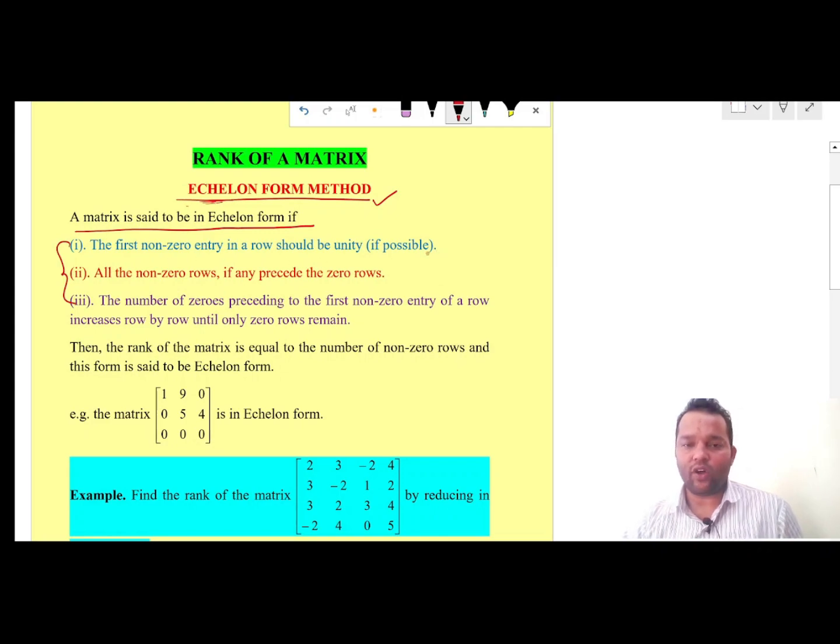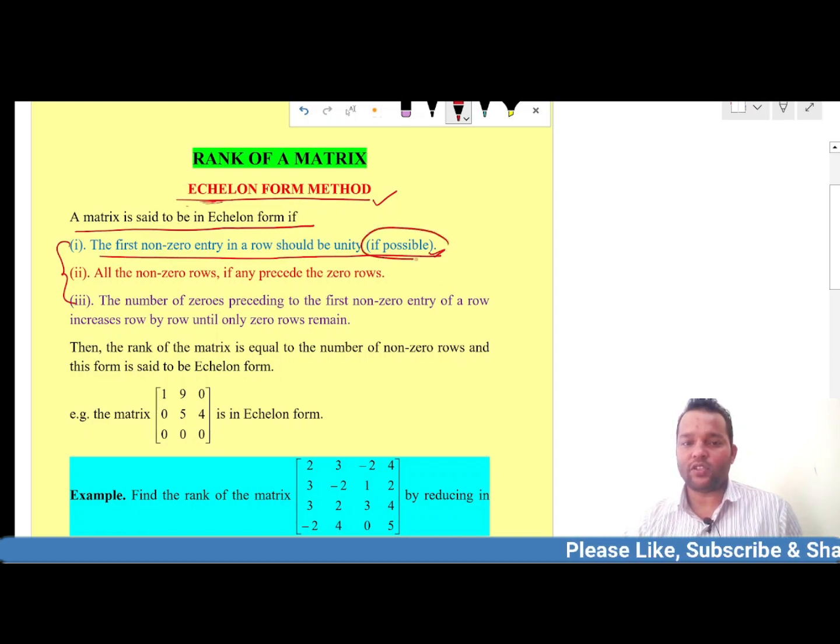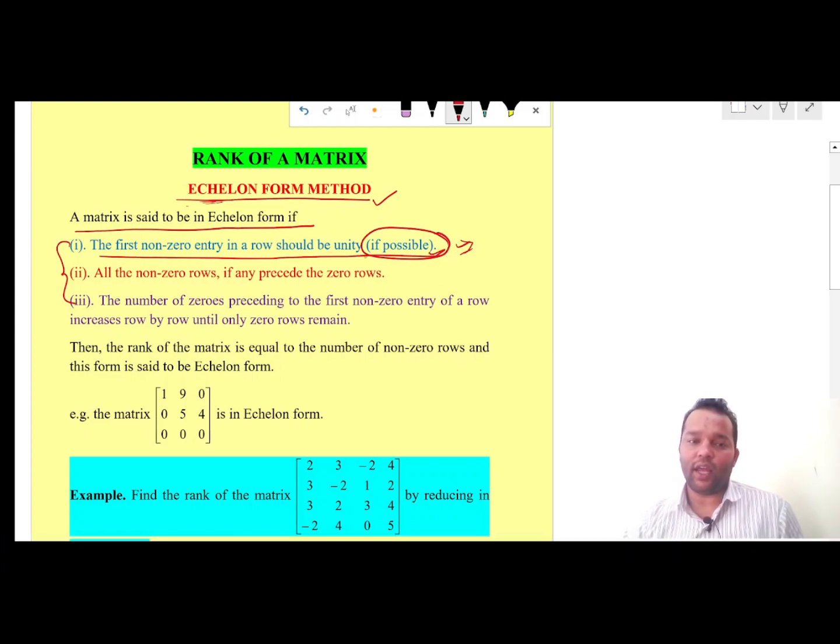The first condition is not a necessary condition, so we may relax this condition in some situations. It says the first non-zero entry in a row should be unity if possible. If possible means we do not require this condition to be satisfied in every case.